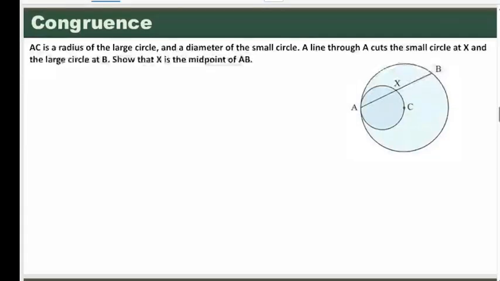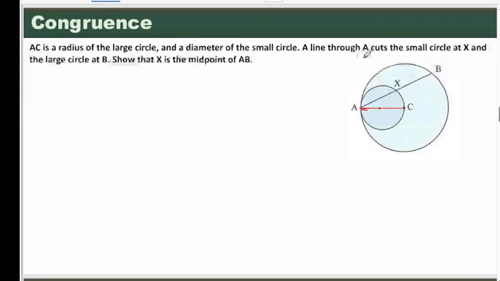It says AC is a radius of the larger circle and the diameter of the small circle. Let me put the center of the circle here, and the diameter of the small circle.